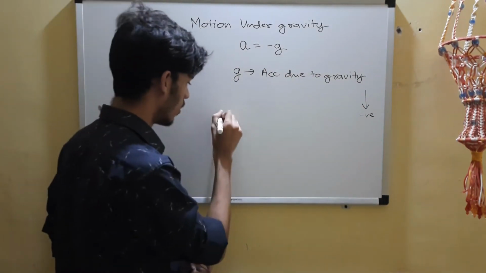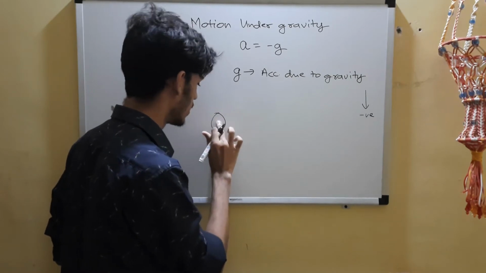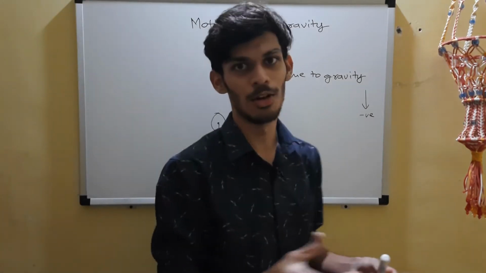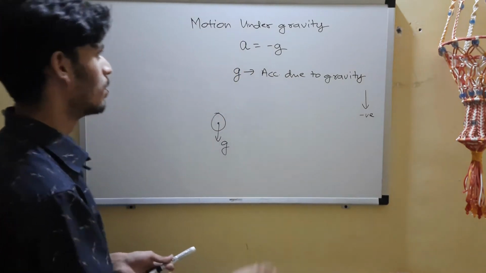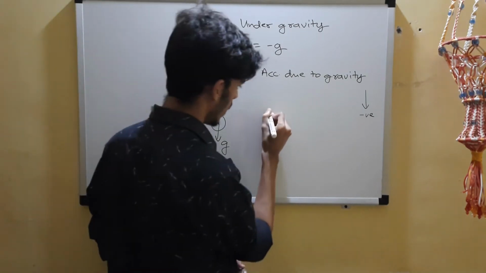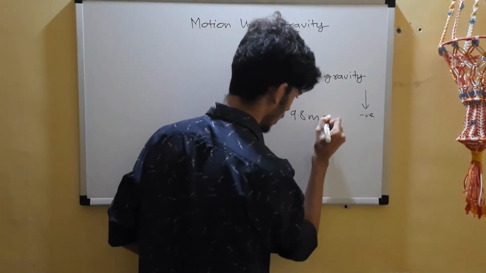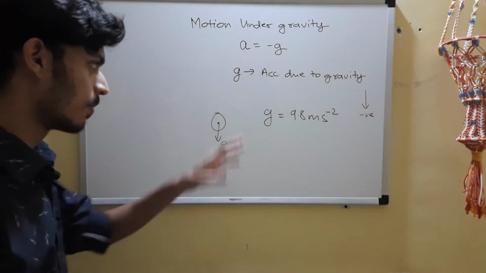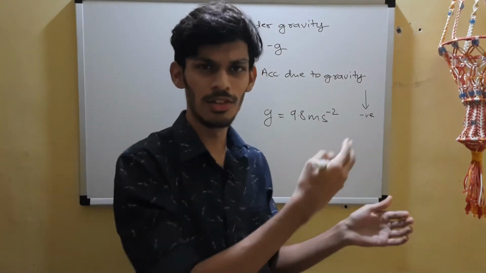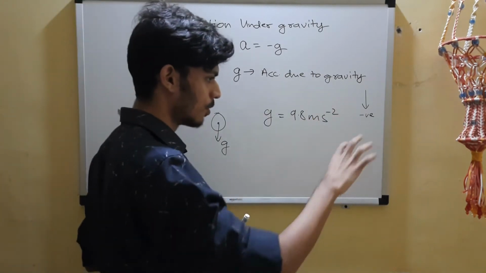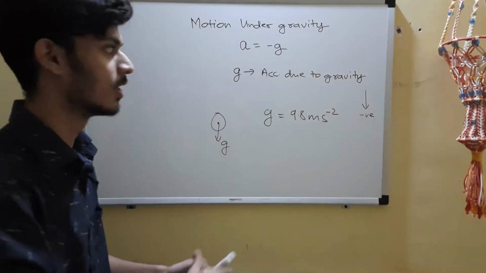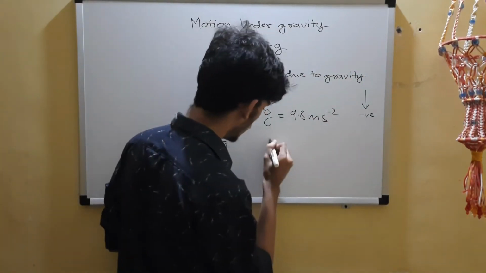Motion under gravity is motion in which this acceleration exists throughout the journey. So you can have an object which is thrown up, thrown down, or left from a tower. Some examples of motion under gravity I'm giving you. This g has a value of 9.8 meters per second square. This value keeps varying as you go higher and higher up or deep down. If you're close to the earth, it won't change. You can assume it constant if the distance is not comparable to the radius of the earth. For small distances, the value is constant.